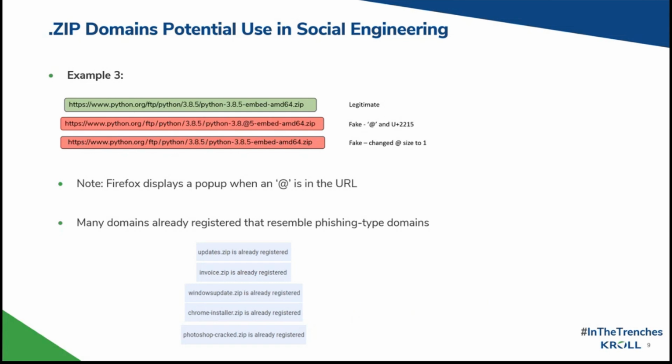It's just worth noting that Firefox actually displays a pop-up when the @ symbol is used, so it appears to mitigate this kind of attack. It warns the user before proceeding. And then from the bottom image, you can see there's a lot of examples, but here's just a few picked out of zip domains that have already been registered that appear to mimic the phishing lures that we commonly see, such as Windows updates.